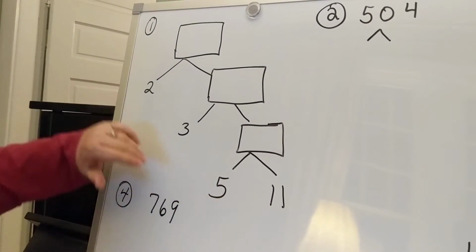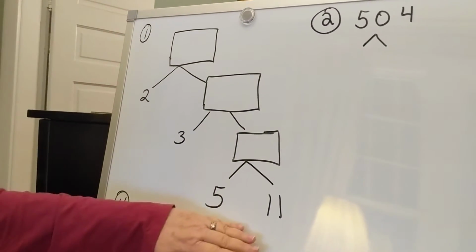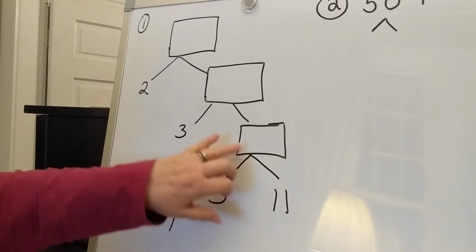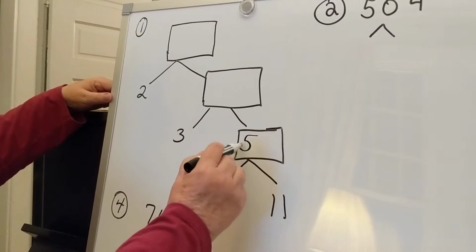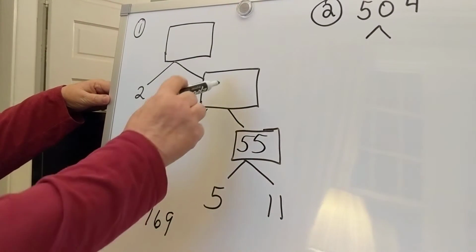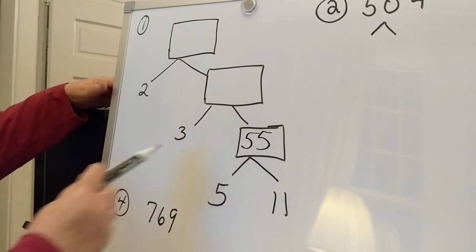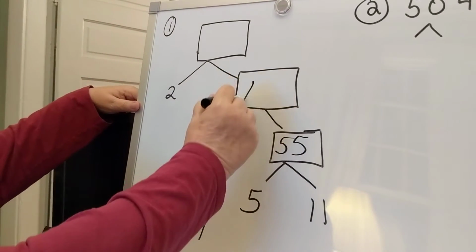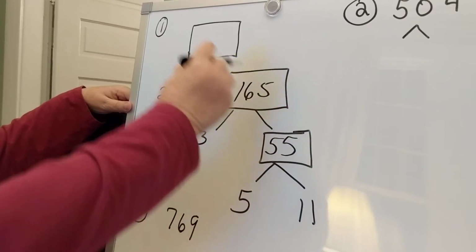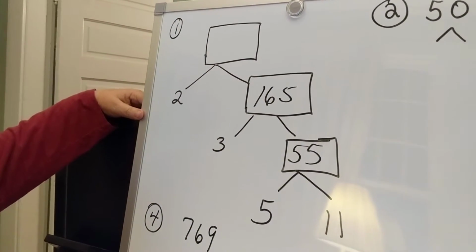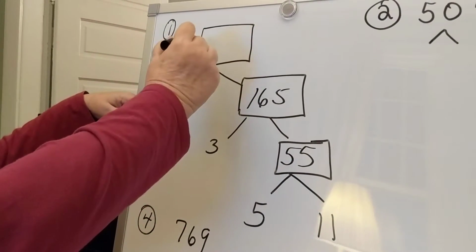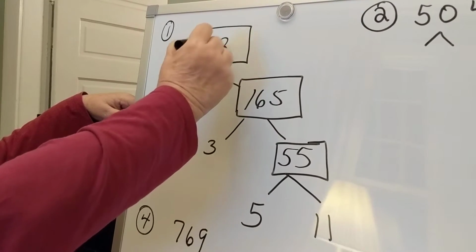We have the prime factors, but to fill in the blocks, just starting from the bottom, you know that 5 and 11, that has to be a 55 here. And this block would be 3 times 55, so that's 165. And then this block would be 2 times 165, which is 330.